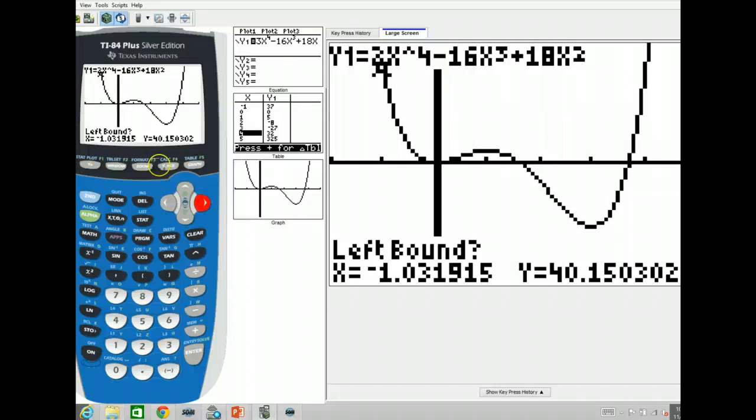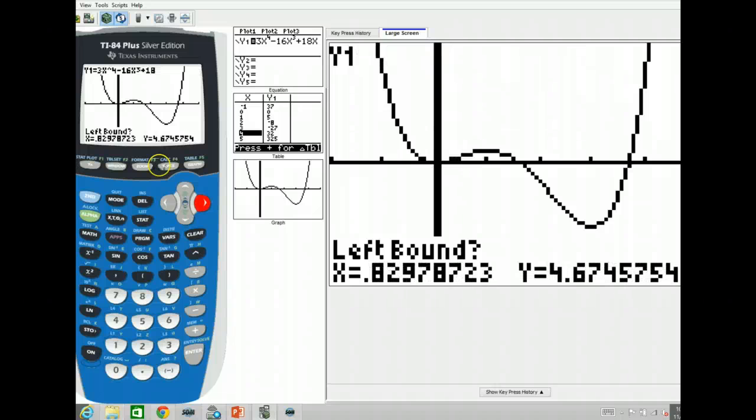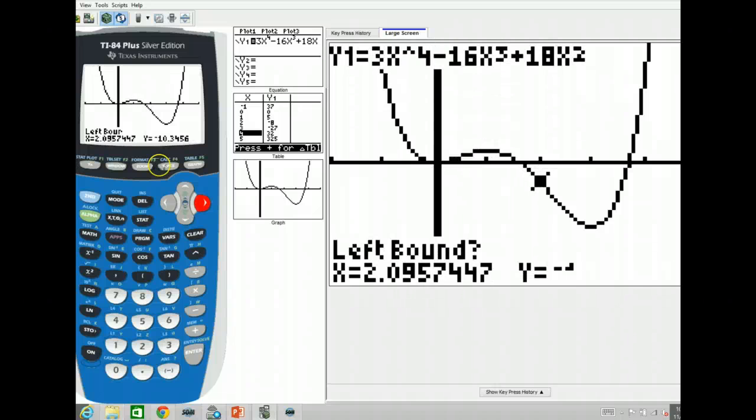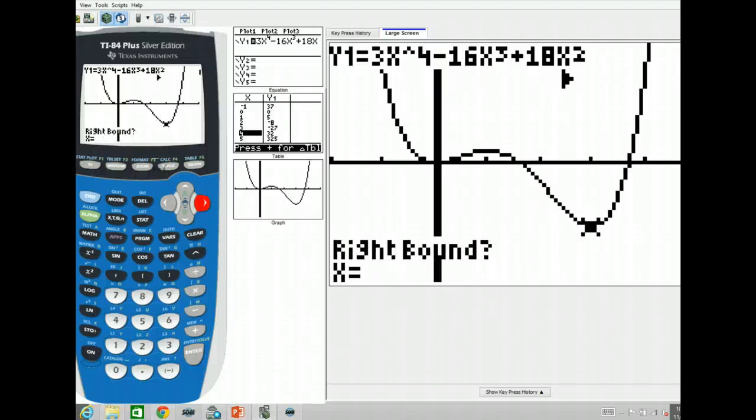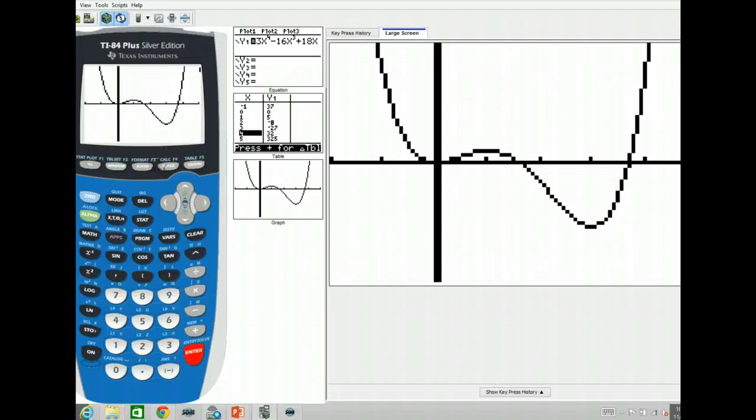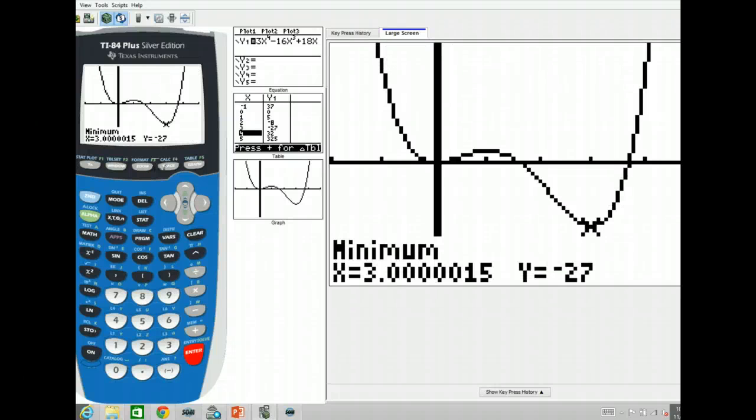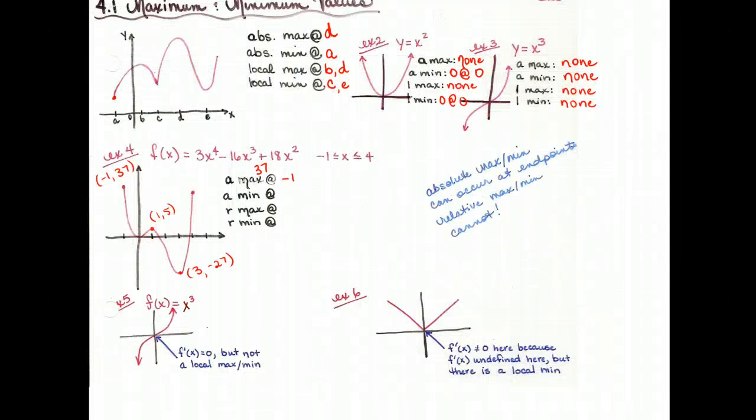And because there are several minimums, I mean, I have a minimum here, so I need to give it the region where I want it to look. So that's why it's asking me for boundaries. So I'll give it a left boundary and a right boundary and a guess, and it will verify for me that minimum of -27 at 3. So I know we've done that repeatedly before on our calculator, but just reinforcement there that my calculator will tell me the same thing as what we just got.